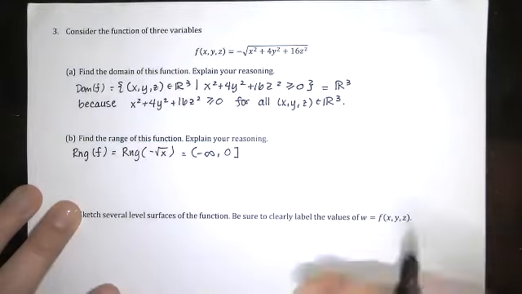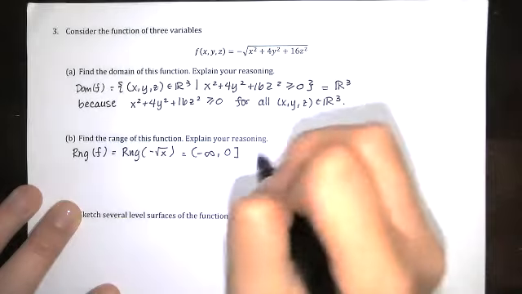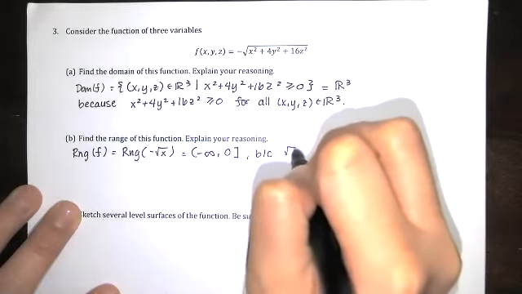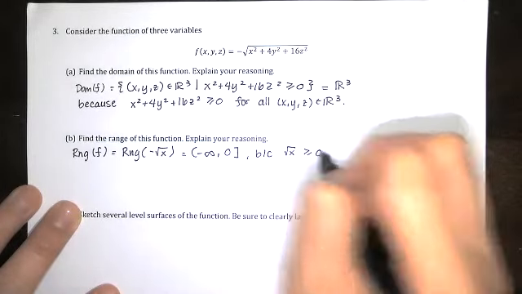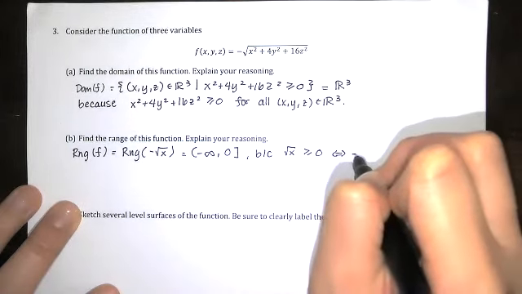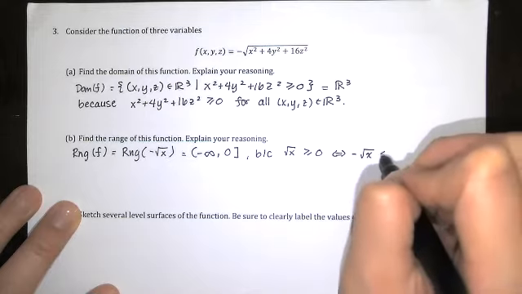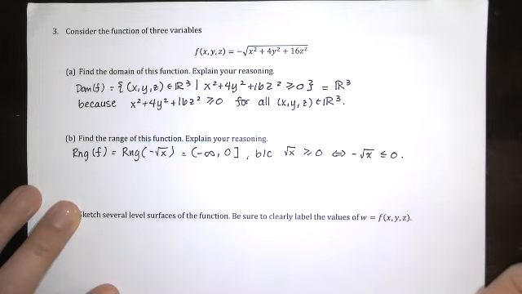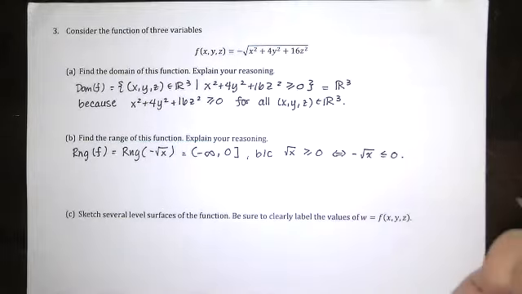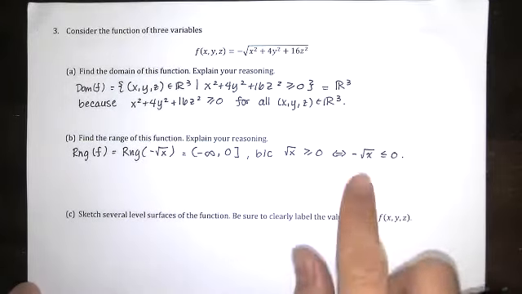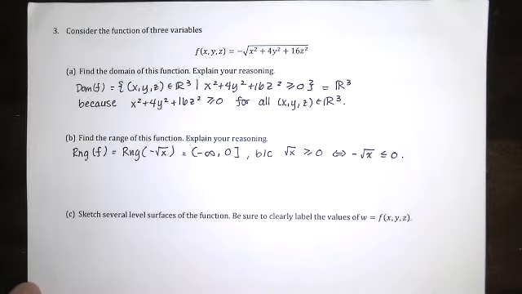So I said this, how do I explain that? Well, I guess I could say because square root of x is always greater than or equal to 0, which implies negative square root of x is always less than or equal to 0. It's equivalent to saying that. Okay, so our range is all negative numbers and 0. The domain is any x, y, z in R3.